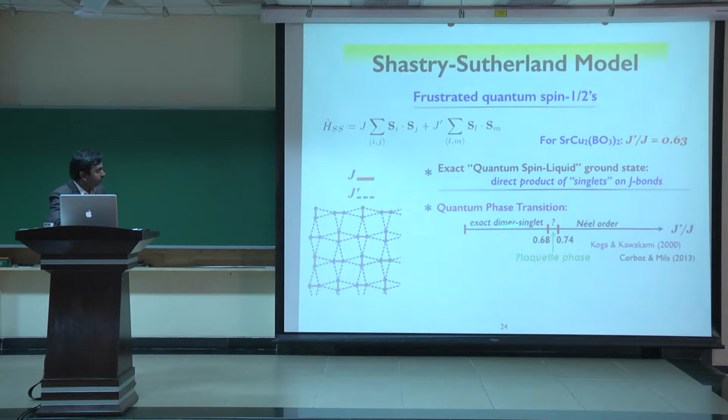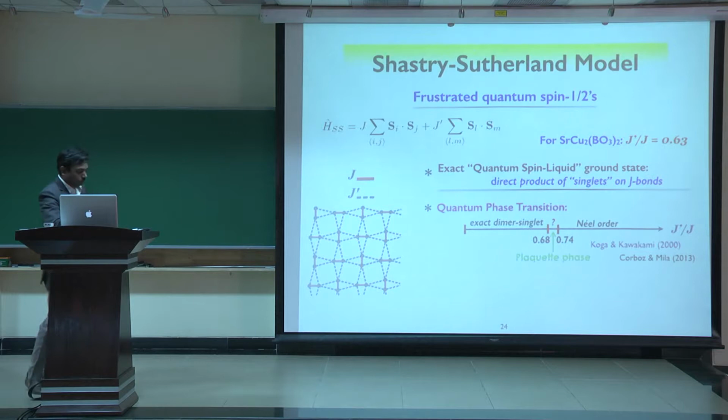Then, of course, if you are approaching from the J prime side, it is all Néel order, because suppose J were 0, then it is just a square lattice problem, and you have a Néel order. And there is a transition from Néel order to another state, from the dimer state to another state, and that intermediate state is the debatable part of this phase diagram. People believe that it is some sort of plaquette phase where these square plaquettes form singlets. That is the picture which has emerged, and it has been further corroborated by Corboz and Mila more recently using numerical methods such as iPEPS and so on.